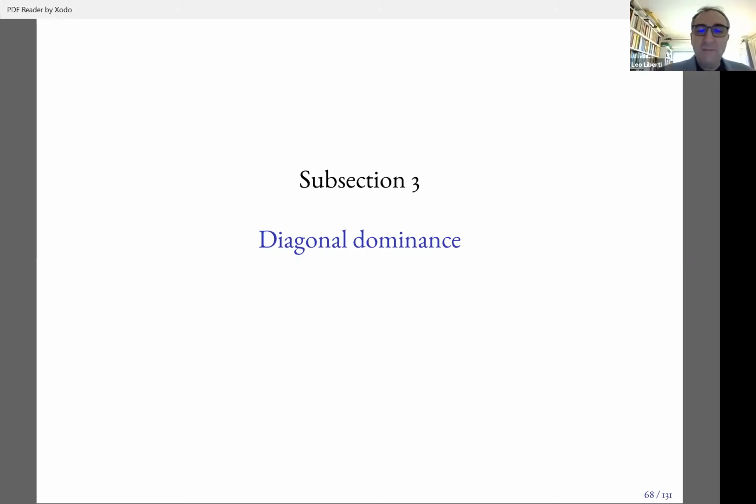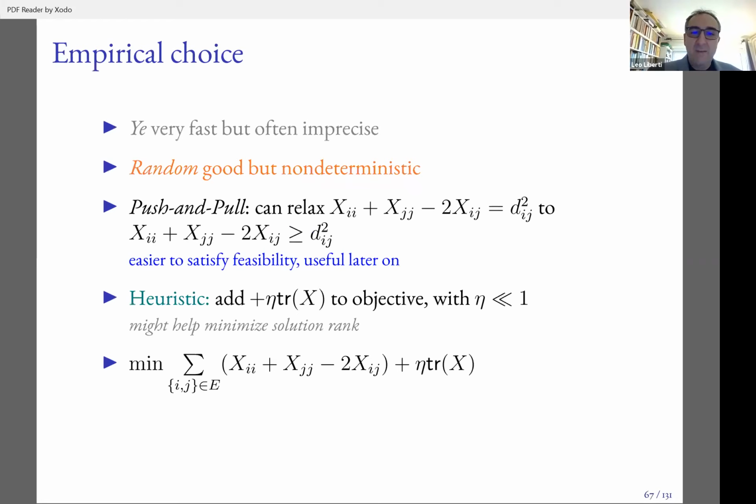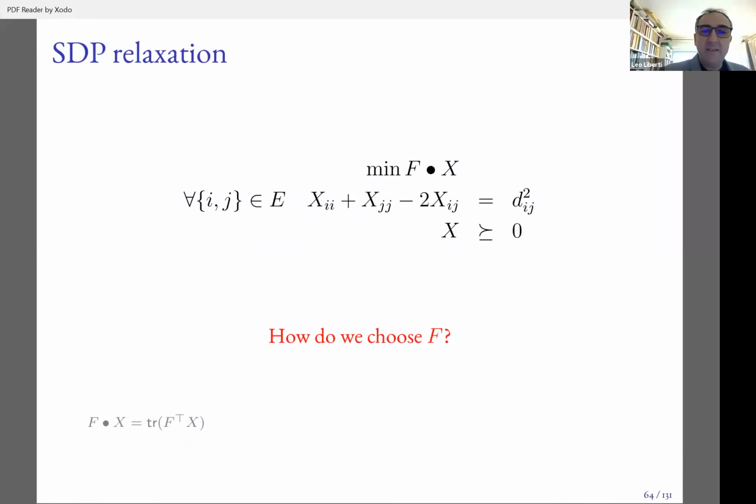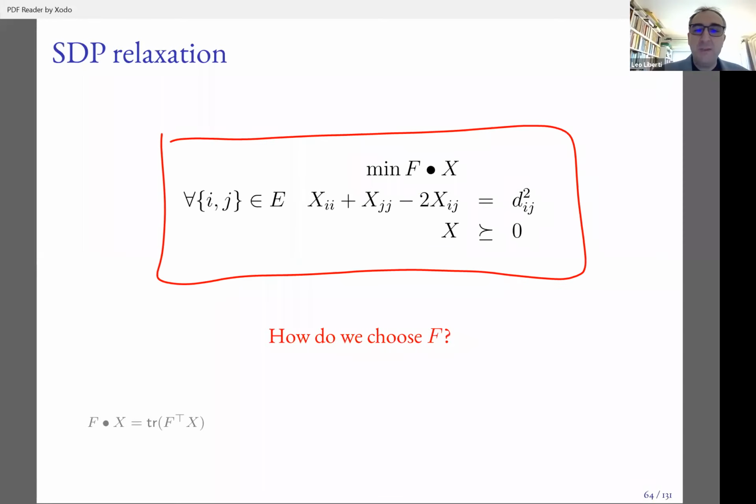All right, so let me just go back to where I finished last time. In fact, let me go back one more slide. I presented this SDP relaxation for the distance geometry problem, and I told you a few ways to choose this matrix F.